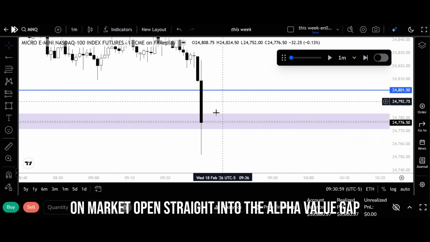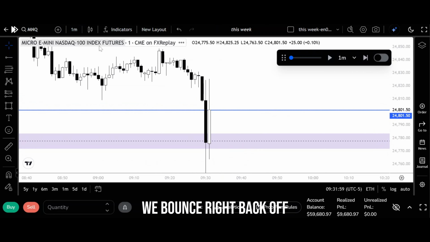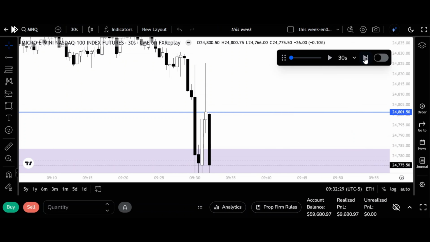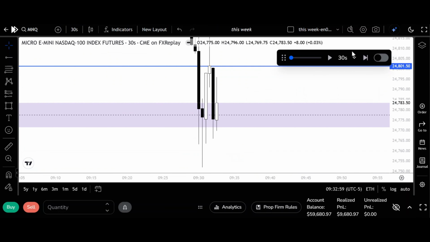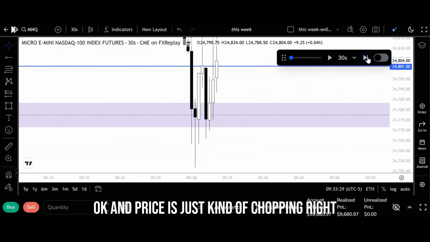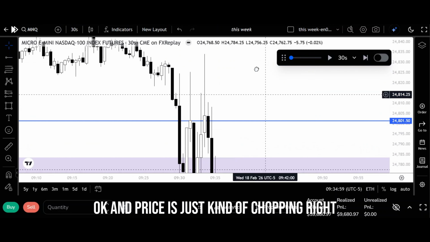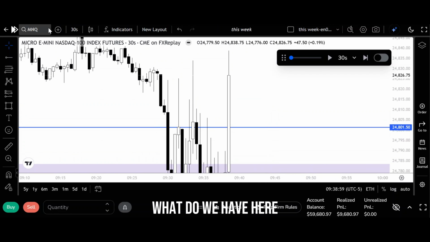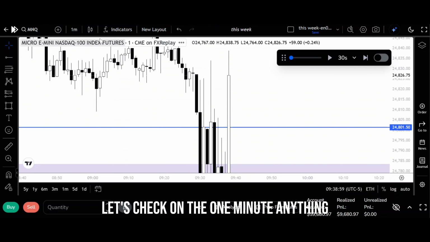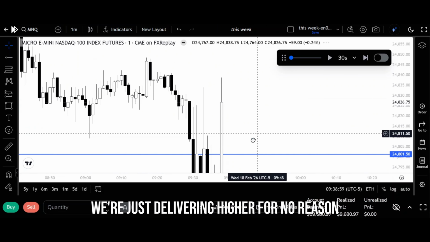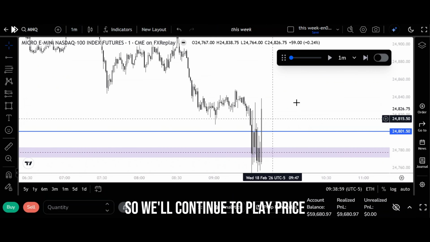On market open, straight into the hourly fair value gap, we bounce right back off. Do we have anything on the 30? Let's play price. Nope, we got lower. Okay. Price is just kind of chopping, right? What do we have here? Let's check on the 1-minute. Anything? 3-minute, nothing. We're just delivering higher for no reason, so we'll continue to play price.